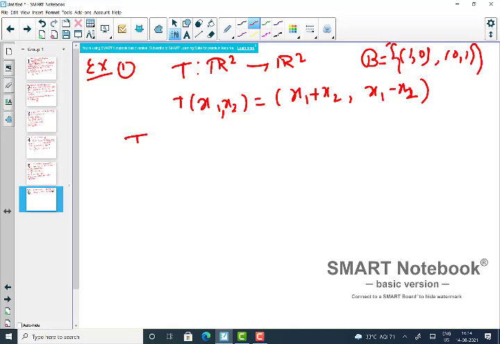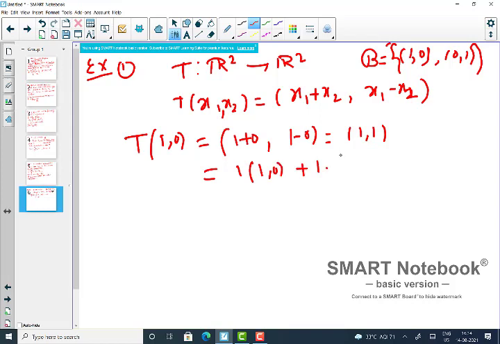So how do you calculate? You first take that element and find out what is the image of the 1 0 vector with respect to T. That image will be 1 plus 0 and 1 minus 0, so it's nothing but 1 1, right? And how do I write 1 1 in terms of the basis? You write 1 times 1 0 plus 1 times 0 1. So the first column vector you got is 1 1.